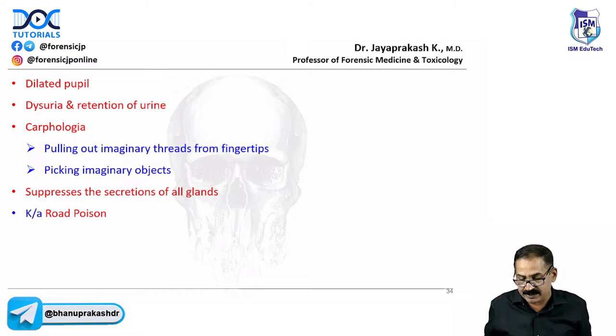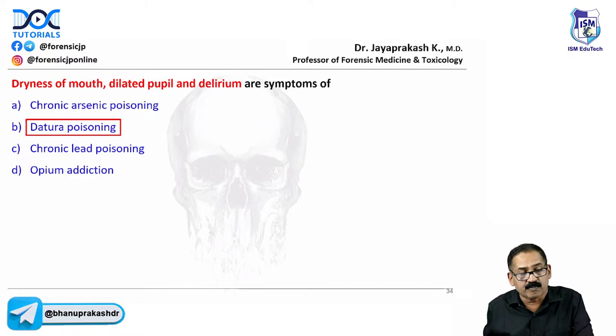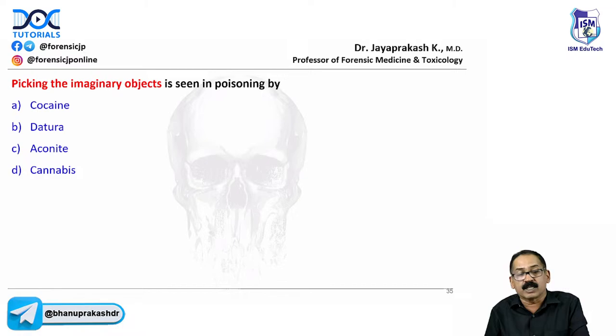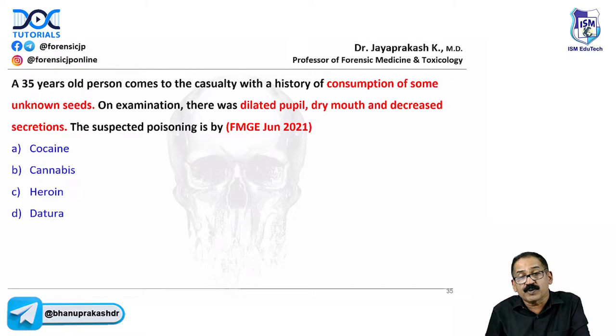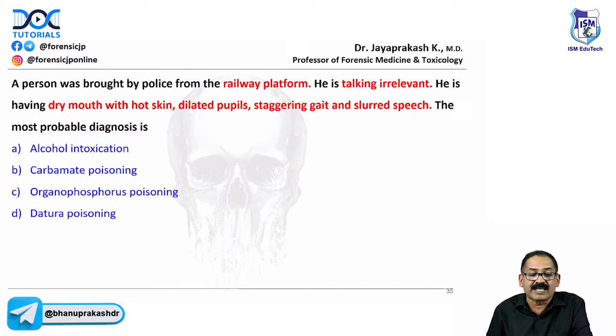Dryness of the mouth, dilated pupil, delirium are symptoms of Datura poisoning. Carphologia is seen in poisoning by Datura. Imaginary threads are pulled out in Datura. Picking imaginary objects is seen in Datura. A 35-year-old comes casually after consumption of some unknown seed, dilated pupil, dry mouth and decreased secretion. FMGE, June 21, Datura. Dry mouth, hot skin, railway platform, talking irrelevantly, dilated pupil, staggering gait, slurred speech, all go in favor of Datura. Okay, easy.